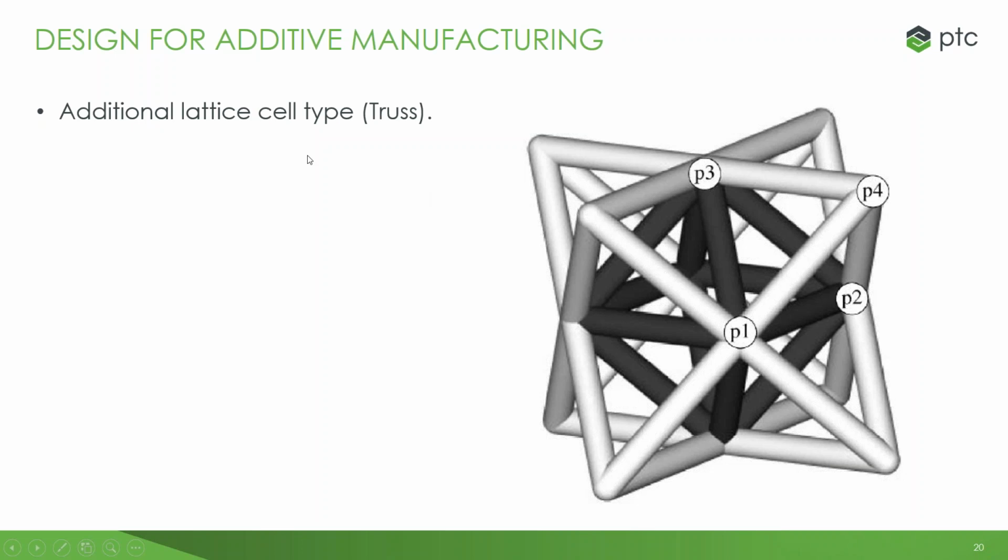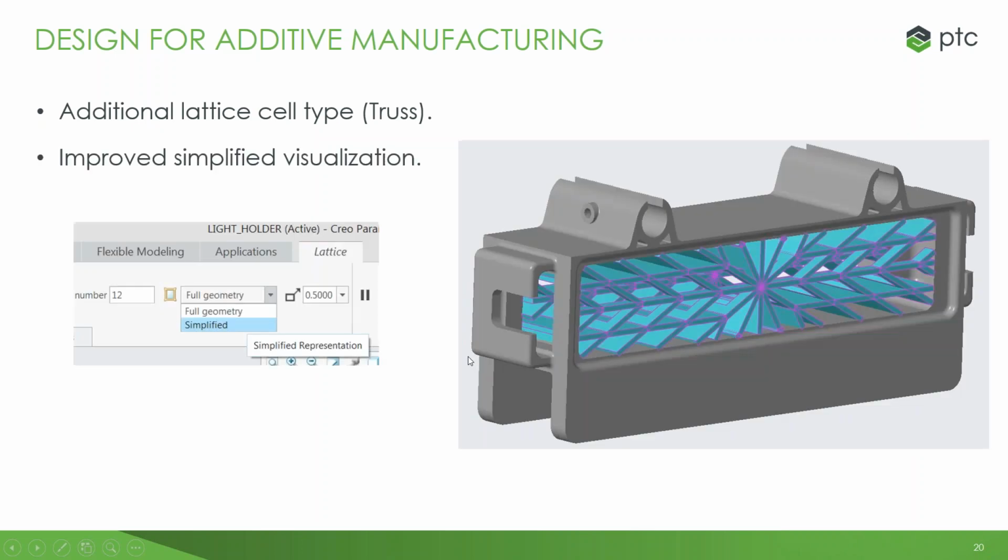We have new cell types. We've added some trusses to it, so that just gives you more freedom for modification. And there's also improved simplified visualization as well. So that's just going to give you a lighter weight representation of what your lattice might look like, before hitting that accept button. You just get a quick look at it.